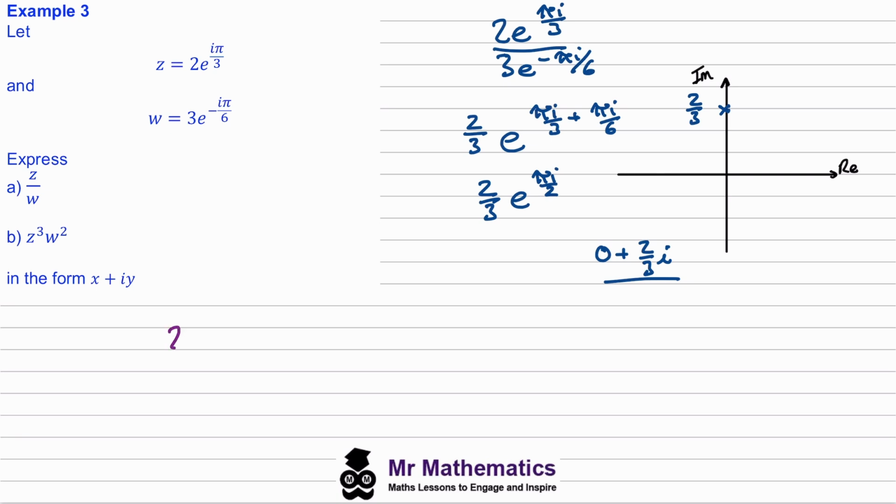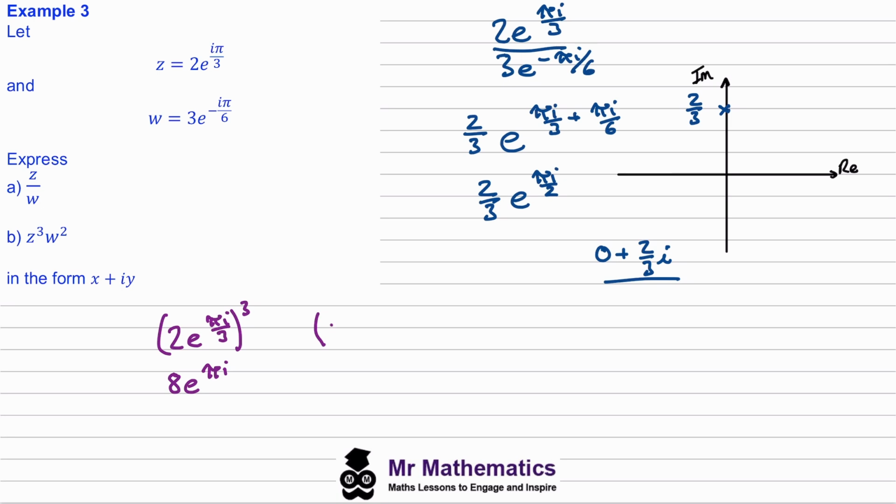And then for part B, we'll raise 2e to the pi i over 3 to a power of 3. And when we expand this out, we'll raise the 2 to the power of 3, and we'll get 8. And then we'll multiply this argument by 3, so the 3's will cancel, and we've got 8e to the pi i.